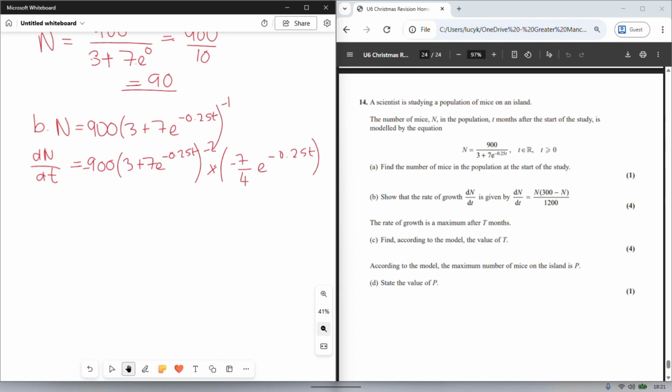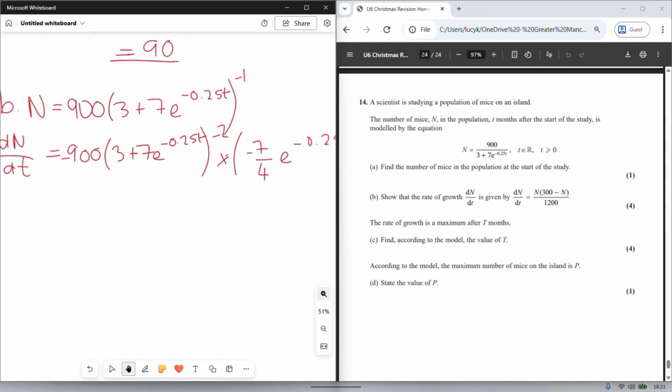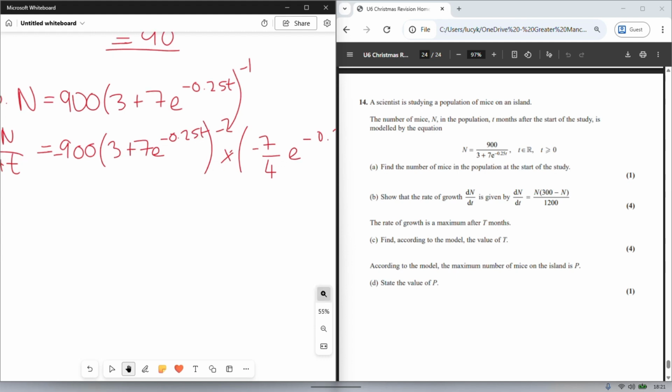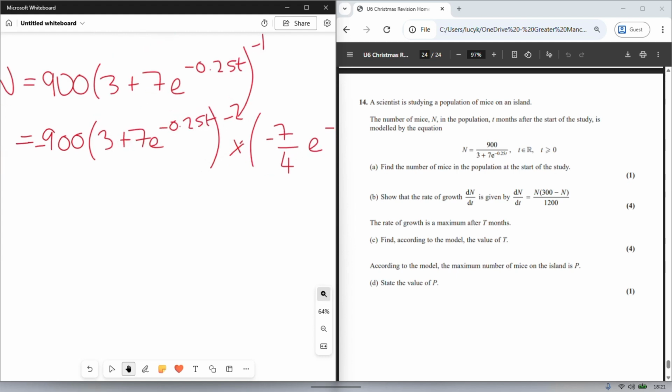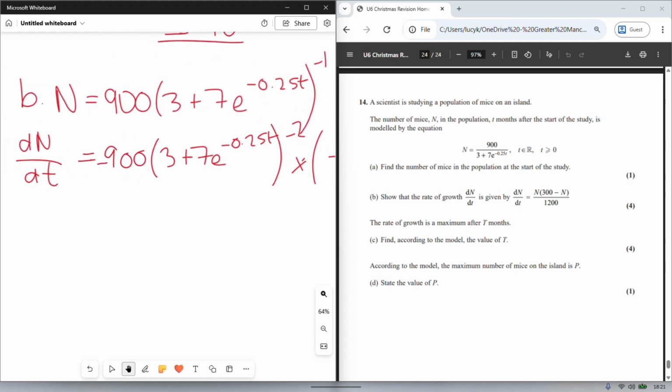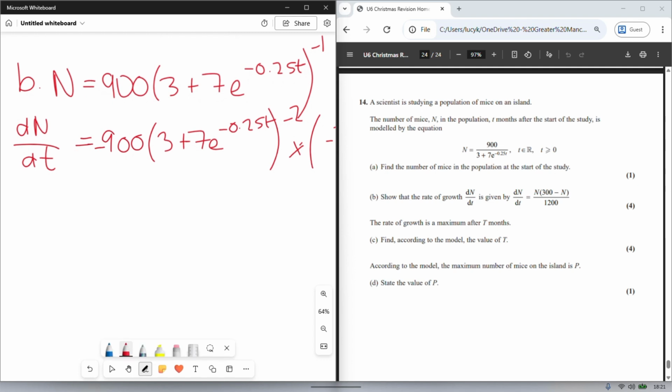I think that you could, but you're going to be there for quite a while. So I think there's easier ways we can do it, because I can see that 3 plus 7e to the minus 0.25t in both my expressions. So I'm going to utilise that fact and make my life a little bit easier. So you can see that first bit there, and we'll do the second bit in a moment. So what I'm going to do here is I'm just going to do this.